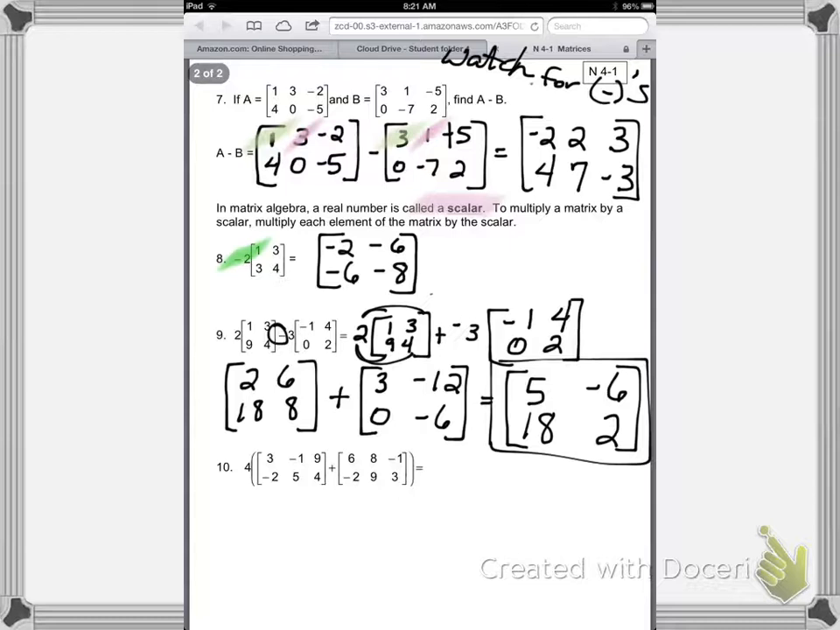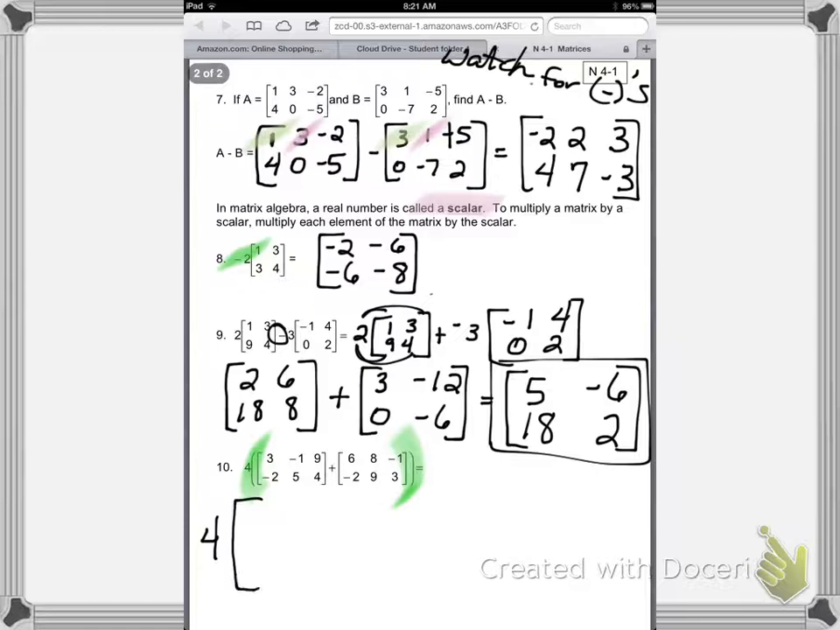Okay, number 4. This is a little different. Notice these parentheses here, here, and here, and the 4 is outside. That means that I have to add those matrices first and then multiply everything by 4. So watch for parentheses, watch for grouping symbols that may change what you have to do. So let's add them first.